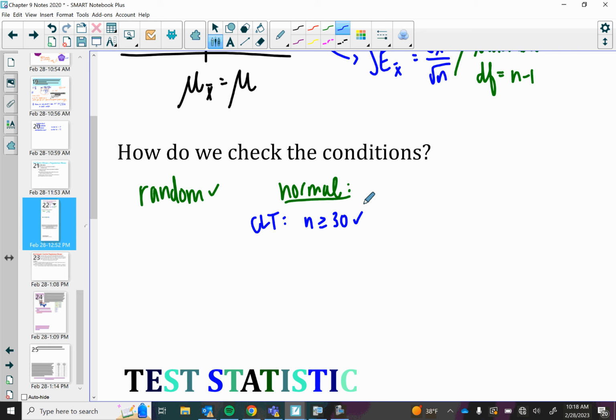We also know, as we saw in chapter 8, that this is probably unlikely, right? We don't know about our population. We don't know sigma. So what did we do? We substituted in the standard deviation of our sample. By doing that, instead of the standard deviation of our sampling distribution, we have the standard error of our sampling distribution, which is the sample standard deviation over the square root of n.